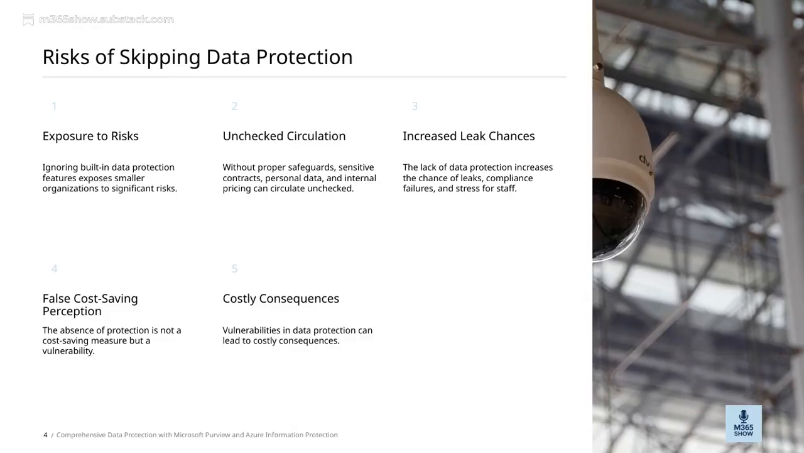Without proper safeguards, the risk of data leaks, compliance failures, and added stress for your staff increases significantly. Sensitive information like contracts, personal data, and internal pricing can circulate unchecked if you don't have the right protections in place. And this is especially true for smaller organizations that might think they are less at risk. Ignoring built-in data protection features exposes them to substantial dangers. So, the key takeaway here is that comprehensive data protection isn't just a technical necessity. It's a crucial part of managing risk across your entire organization.